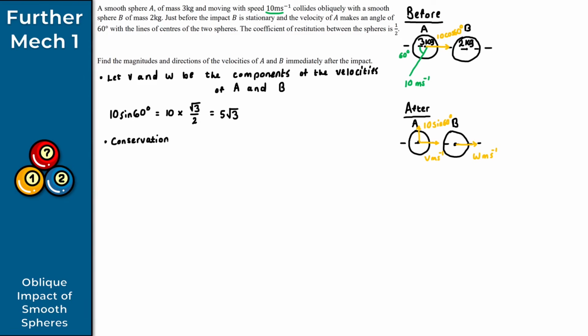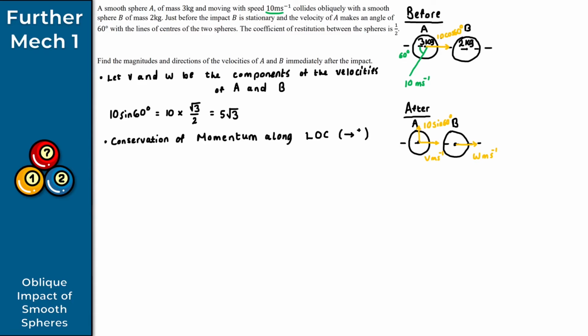So conservation of momentum along the LOC, meaning the lines of centers here. And by the way, what I'm going to do here is take to the right as positive. I think that makes sense given that we're taking everything to the right here anyway. So to the right, to the right, to the right. So clearly we'll just take to the right as positive. So in that case then, what do we get here?